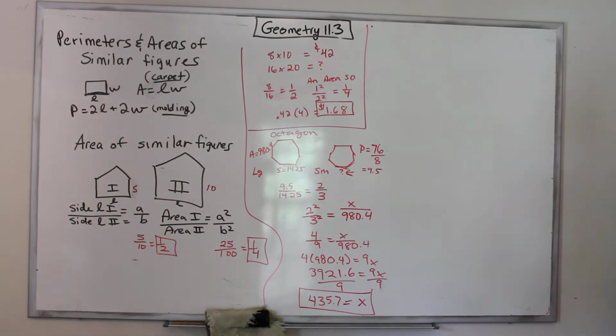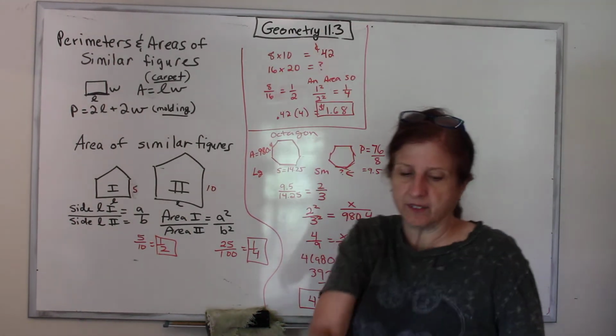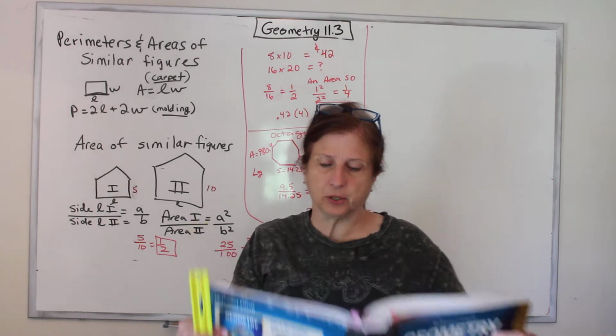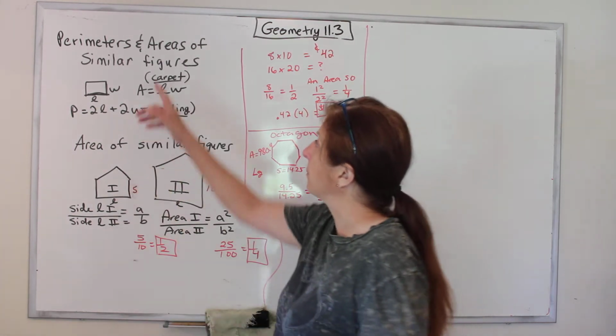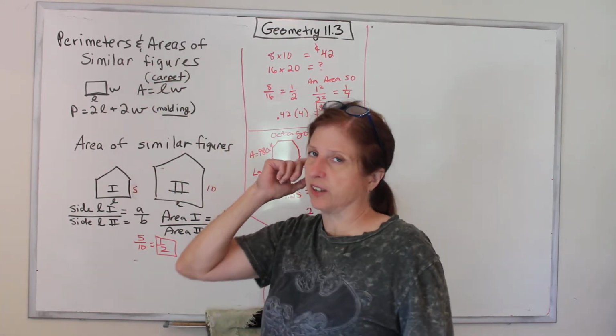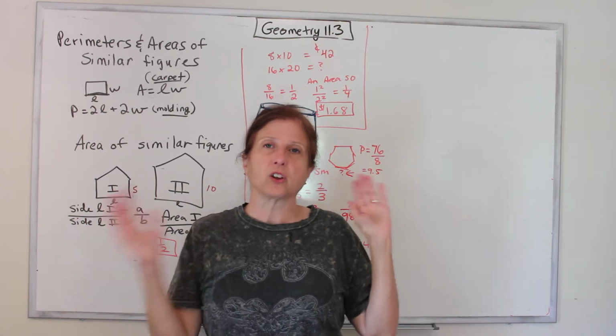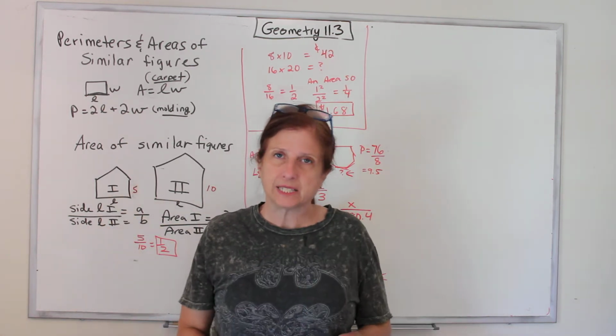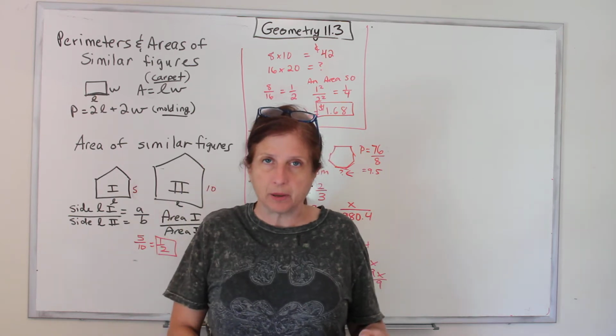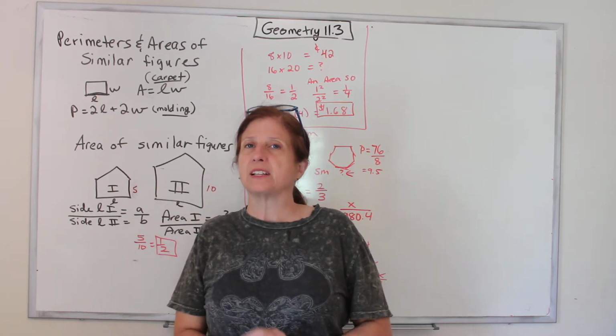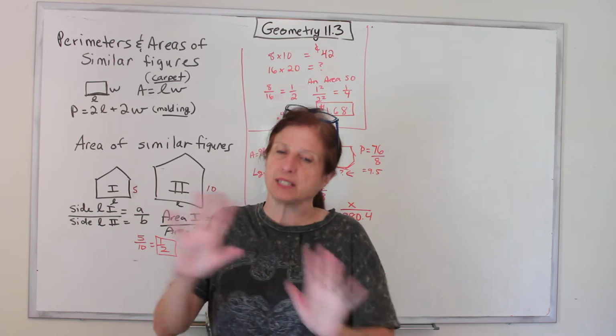Welcome back to Geometry, Chapter 11, Section 3 in this book. We're talking about perimeters and areas of similar figures. And remember, similar figures are not congruent figures. Congruent figures have the same size and the same shape. Similar figures have the same shape but different sizes.